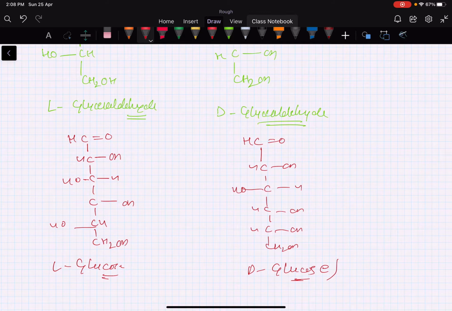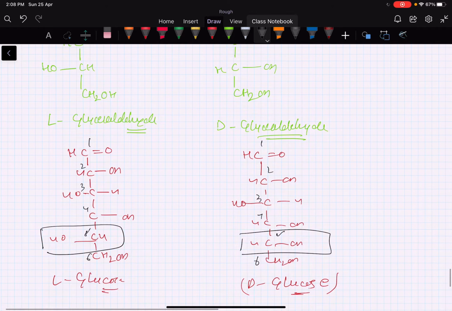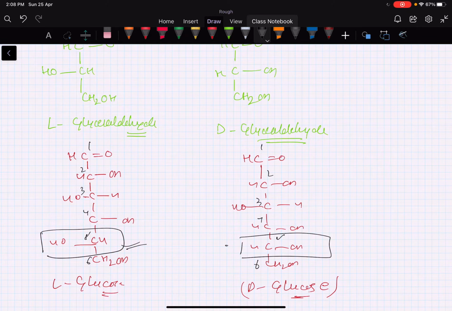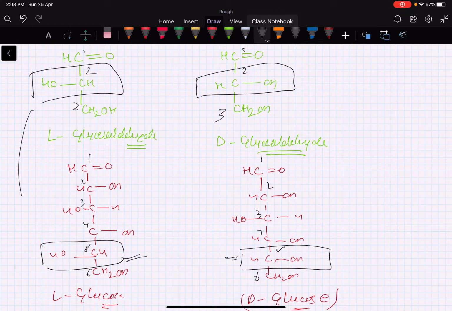How can this be compared? Look here: 1, 2, 3, 4, 5, 6. This is the 5th carbon. Here again 1, 2, 3, 4, 5, 6. This is the 5th carbon. Look at the direction of H and OH on the 5th carbon. Here again you have 1, 2, 3. Look at the position of H and OH on the 2nd carbon. According to that, glucose is designated as either D-glucose or L-glucose.